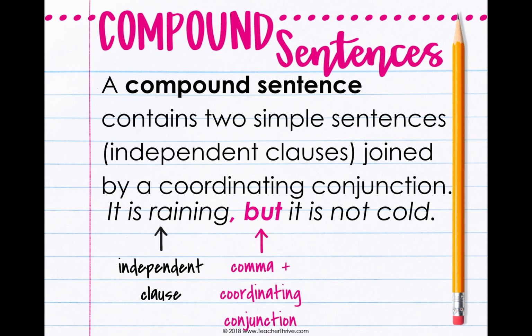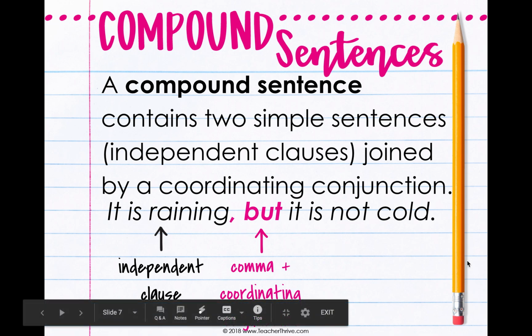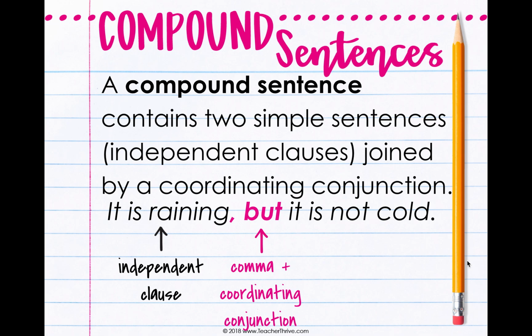Then to write a compound sentence, you add the comma. Notice how there's a comma after the letter G in the word raining. So you add the comma plus the coordinating conjunction. The coordinating conjunction is the word but in this example. Then we have it is not cold, our second simple sentence, meaning that's an independent clause. So a compound sentence is just two simple sentences, two independent clauses joined by a comma and a coordinating conjunction. In the example sentence, but is the coordinating conjunction.